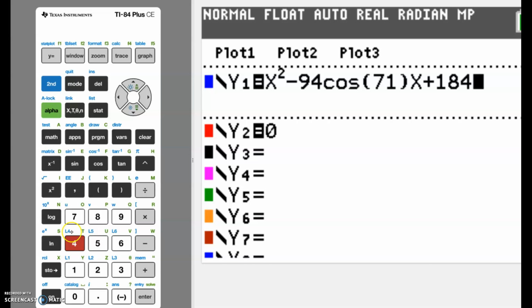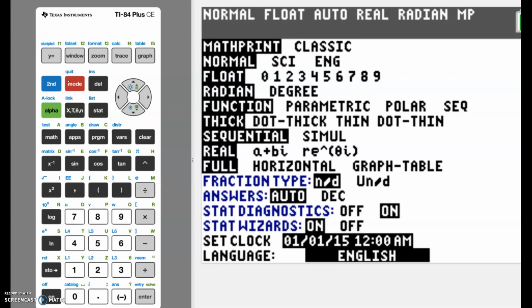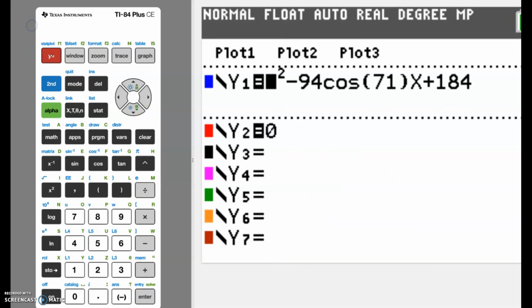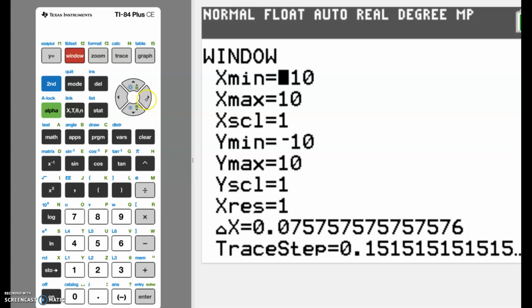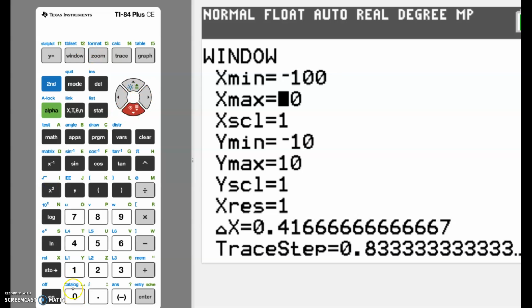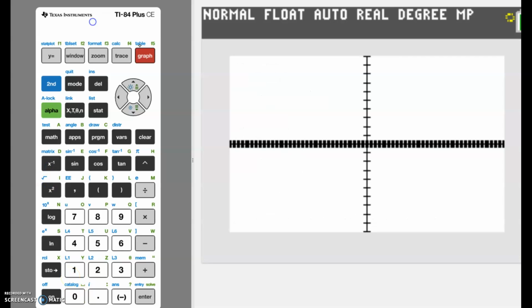Okay, and I need to make sure that I'm actually in, no, I was in radians. There we go. Always good to check. Change it to degrees. And I have in y2, I have y equals 0. Okay, so I'm good there. So for this thing, remember, our agreed upon window is that if my x min is going to be like negative 100 and x max being positive 100, it doesn't really matter about the y values, as long as I can see the x-axis, I'm good. Okay, so I'll graph this thing right here.